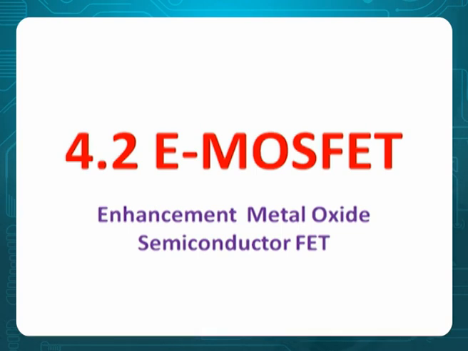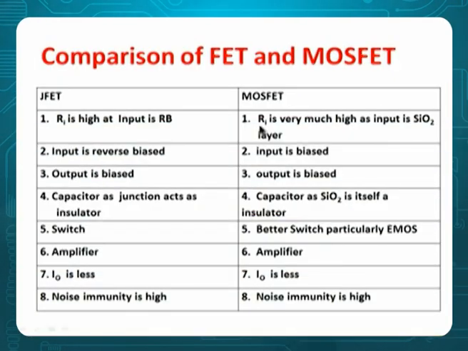Then the next topic we'll go to is the MOSFET. We will go to MOSFETs today. MOSFET means metal oxide semiconductor, and in that we have different types. The first type we are dealing with today is the enhancement metal oxide semiconductor. Let's go to the first point, comparison between JFET and MOSFET.